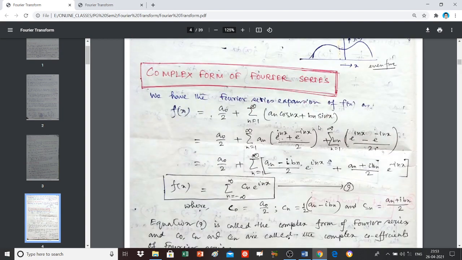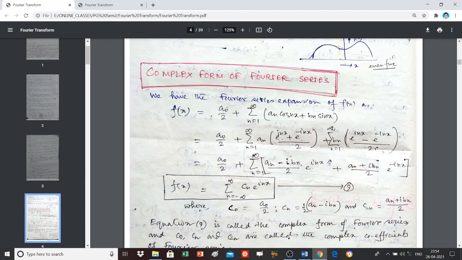Now another important term, that is the complex form of Fourier series. We need the complex form of the Fourier series, and we know that the Fourier series of a function f(x) can be expressed as a0 by 2 plus the sum from n equal to 1 to infinity of an cos nx plus bn sin nx. That can also be written as a0 by 2, then the sum of an times cos nx, which can be written as (e to the inx plus e to the minus inx) by 2.